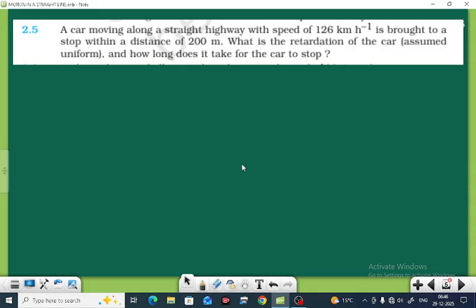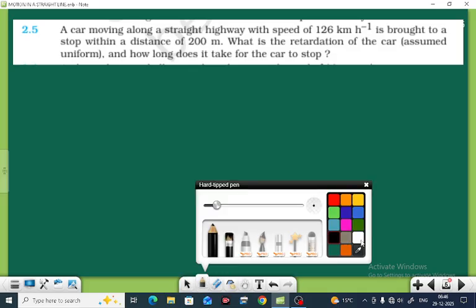Hello everyone. Today we shall discuss straight line motion. Today we'll discuss question number 2.5. Here you see the solution. What is given is here and what we want to find. You see the question number 2.5.